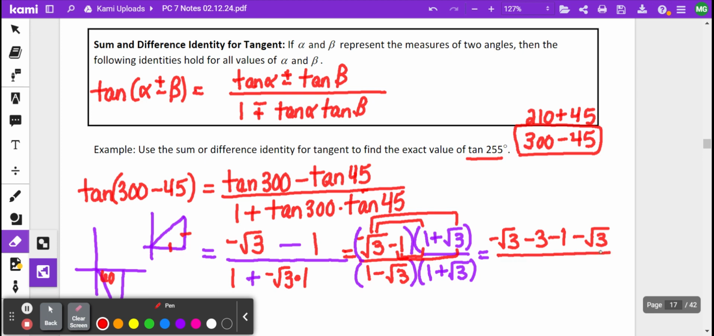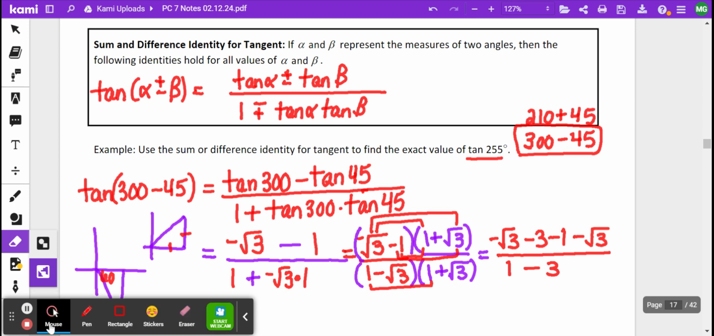In our denominator, we have 1 by 1 is 1. Outer and inner are going to cancel each other out, so I'm not even doing them. Negative root 3 times positive root 3 gives us minus 3.